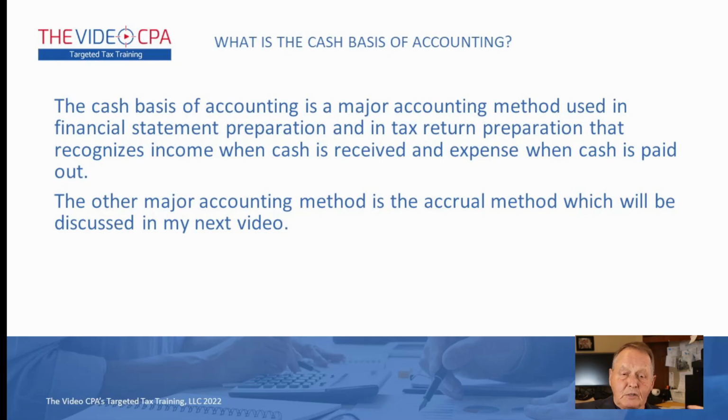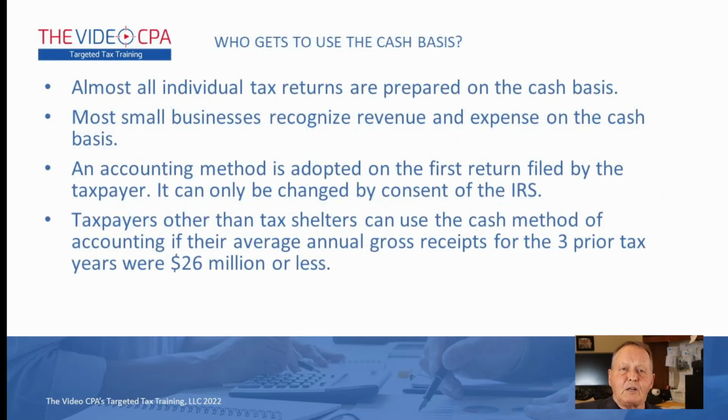The cash basis and the accrual basis are on a year end. So the cash basis is a very strict year end, and if you receive the cash by the end of the year, it's taxable in that year. If you pay the expenses out in cash by the end of the year, it's deductible in that year. So a few things to remember about how the cash basis works.